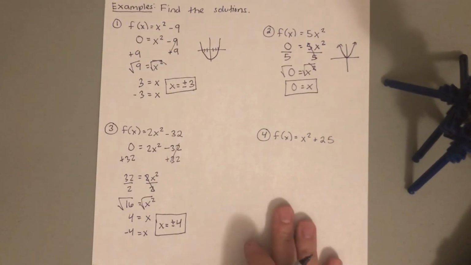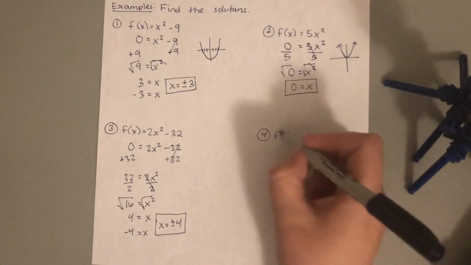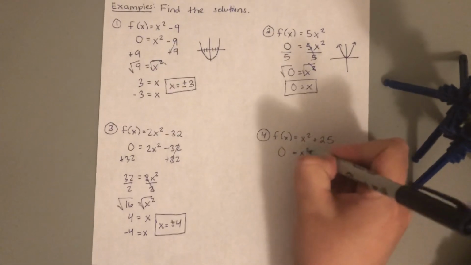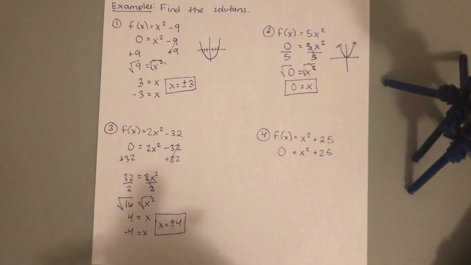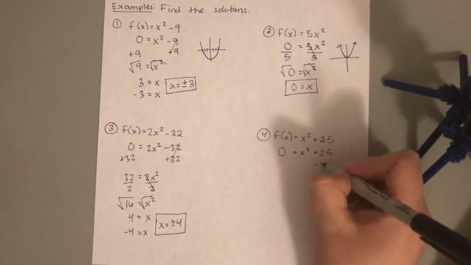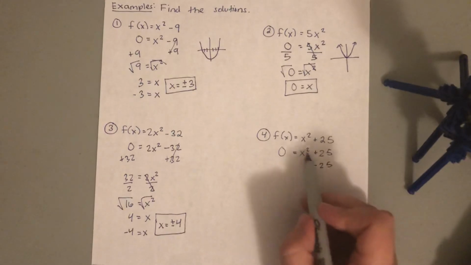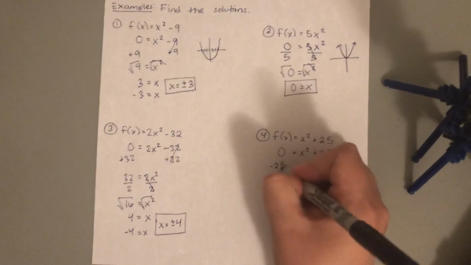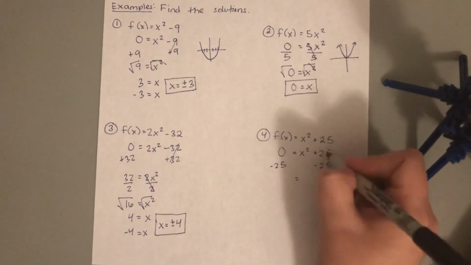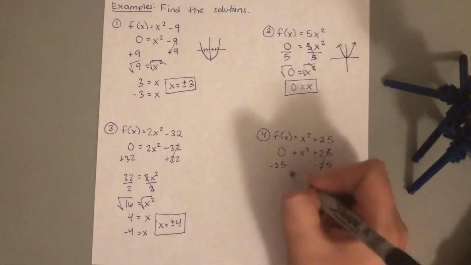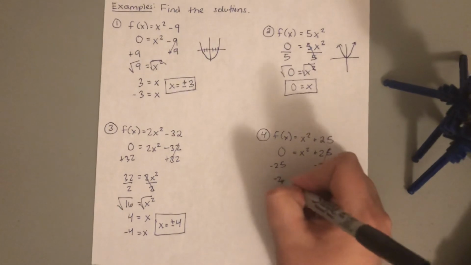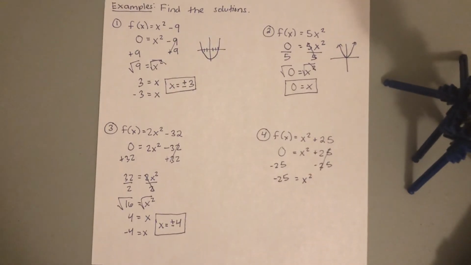For the last one, let's see what happens. So first, remember, we do this. We have x squared plus 25. And then I'm going to subtract 25 on both sides, because remember, my goal is to first just get the x squared all by itself. So on the right side, that cancels out. I just have x squared. Over here, 0 minus 25 is -25.